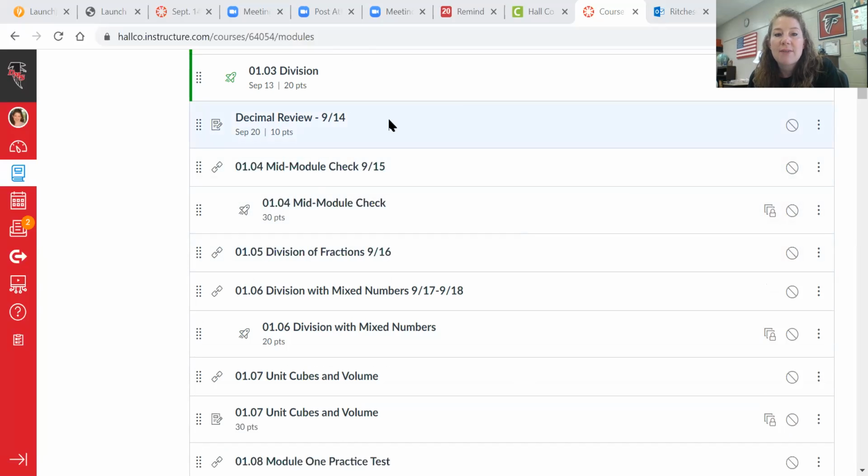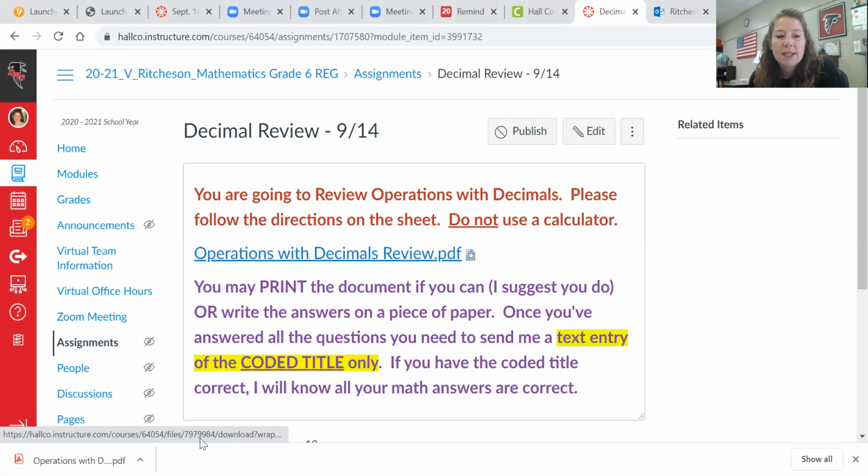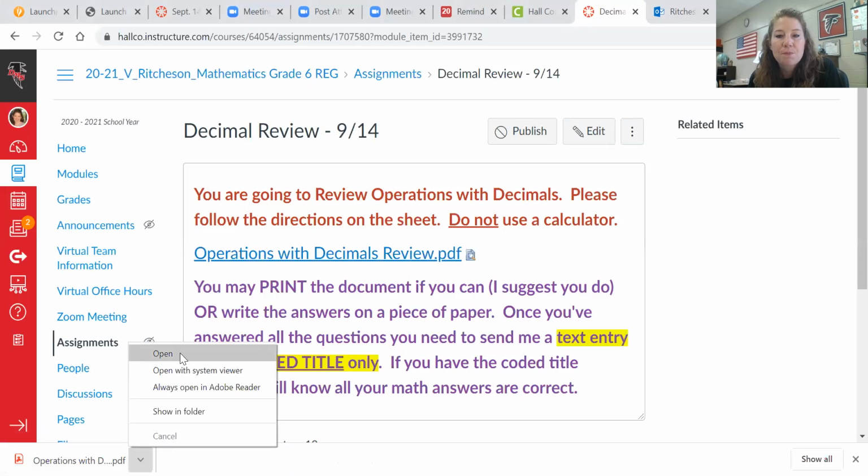You are going to have a decimal review. Last week you added, subtracted, multiplied, and divided decimals, so I wanted to give you just another day on all of those operations. I found this fun little sheet. Let me open it for you.